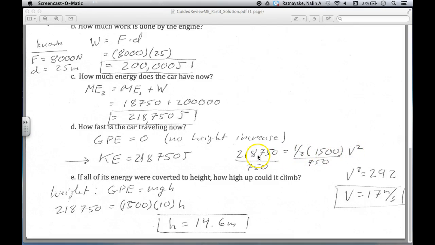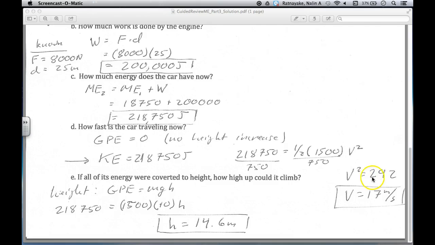I plug in what I know. I plug in 218,750 for the KE. Equals 1/2 times 1500. This is the mass of the car. The mass hasn't changed. And I'm going to leave v squared as it is because I don't know what v is. It's an unknown. Well, 1/2 times 1500 is 750, so I know I'm going to have to divide out 750 on both sides to get v by itself.